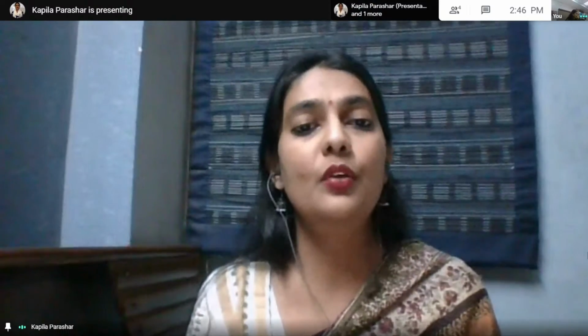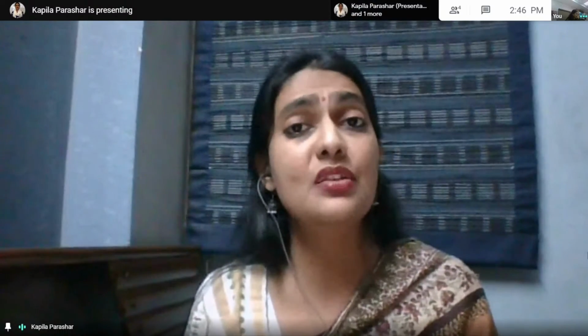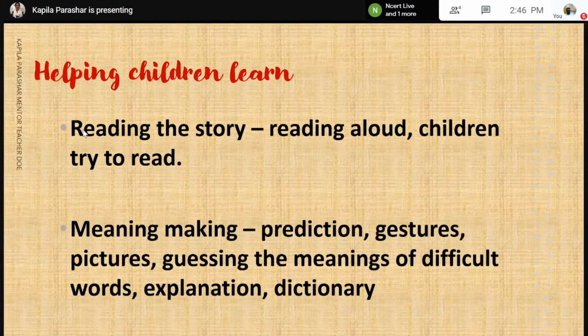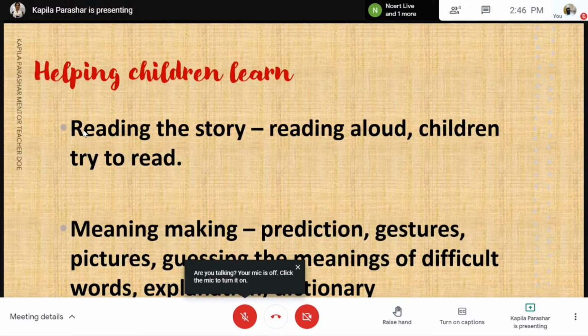And children could be encouraged to guess the meanings of some difficult words. The teacher could frame sentences and put those difficult words in new, simpler sentences, and children then could be encouraged to guess the meaning of those words.